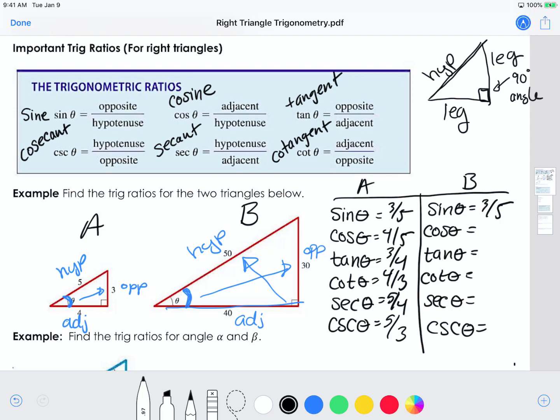So the cosine is defined as adjacent over hypotenuse. So that's going to give me 40 over 50. When I reduce it, it's 4/5. So all of these are going to have the same values when you go through and find them and reduce them. So that tells me that these two triangles are similar.